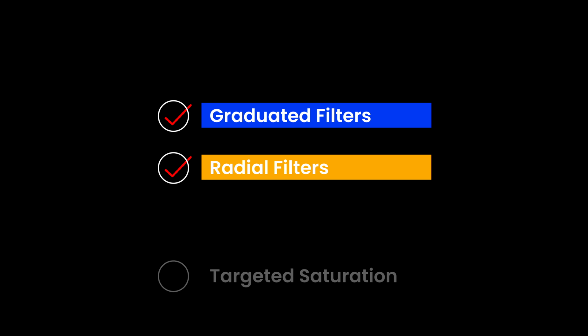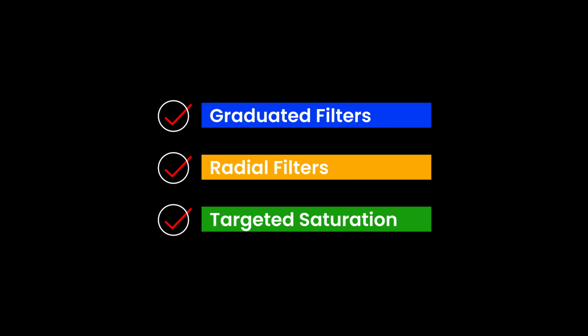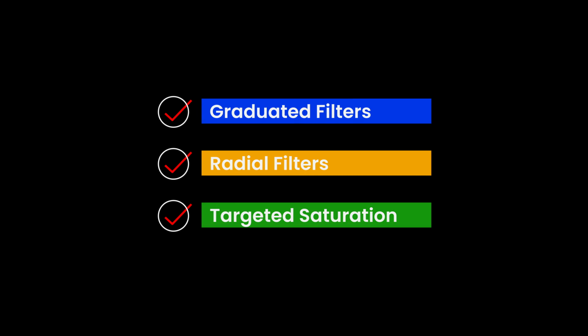What's cool about these 3 tricks is that they don't necessarily apply uniquely to Capture One, and you can use these same concepts or these same editing tips with any kind of editing software that you use. I'm going to show you how you can use graduated filters, the radial filter, and targeted saturation to basically speed up and improve your landscape edits.